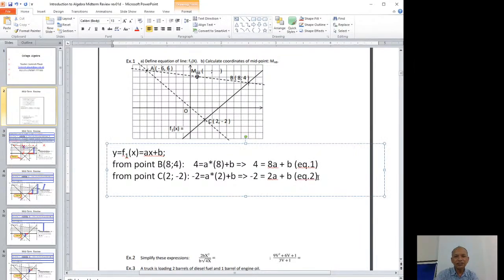We only substitute the difference in coordinate. For C we have 2, negative 2. For B we have 8 and 4. That's why we have different numbers here in equation 2.